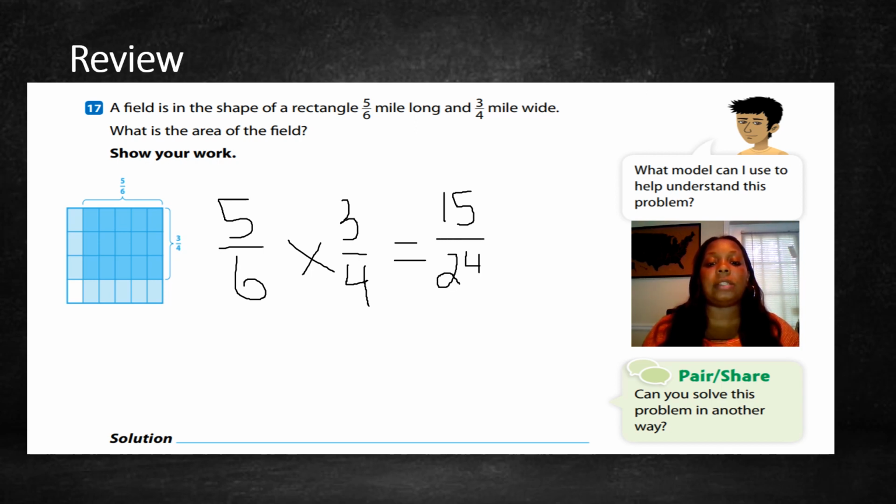So now we're going to see, well, what number goes into 15 and 24? I'm going to use the number 3. 3 is the first number that comes to mind. So we're going to divide. Because we're simplifying, 15 divided by 3 is 5, and 24 divided by 3 is 8. When I look at my new fraction, I realize that 5 can no longer be divided, and so this is my answer in simplest form. 5/8 is the area of the field.